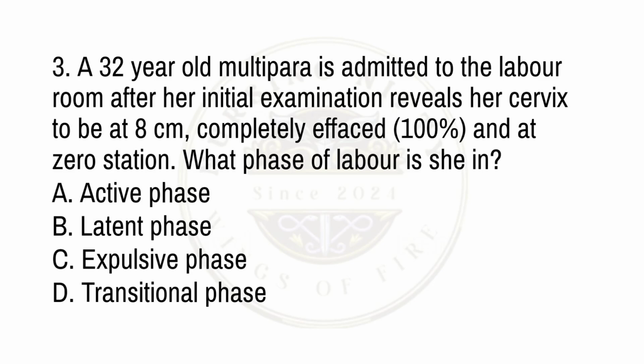Transitional phase. So the transitional phase of labor typically occurs when the cervix dilates from 8 to 10 cm. So in this scenario, the client's cervix is already at 8 cm dilation, completely effaced and at 0 station, indicating that she is in the transitional phase of labor. During this phase, the contractions intensify, become more frequent and last longer, preparing the woman for the second stage of labor. That is nothing but the expulsive phase.